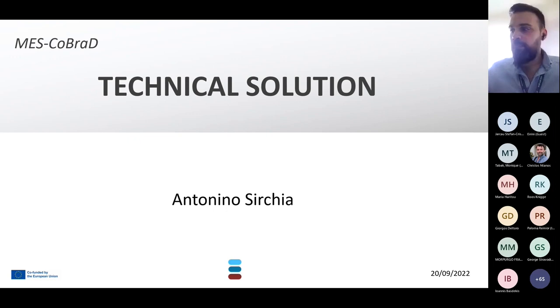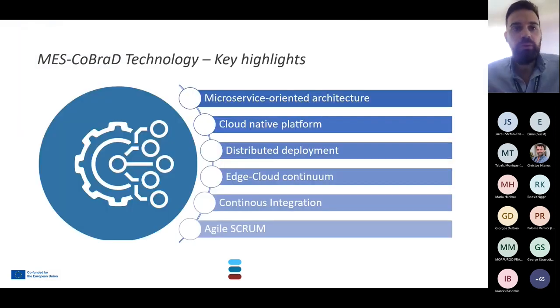So to start talking about the technical solution of the MES CoBraD project, we have to go through a couple of key points that guided us in designing the overall platform. Those key points are the microservice-oriented architecture, and we will see why we adopted this pattern, the cloud-native platform, distributed deployment, edge cloud continuum, continuous integration, and the methodology that we used, that is Agile Scrum. Those are the key points that guided the entire design of the technical solution that is the foreground of the project.